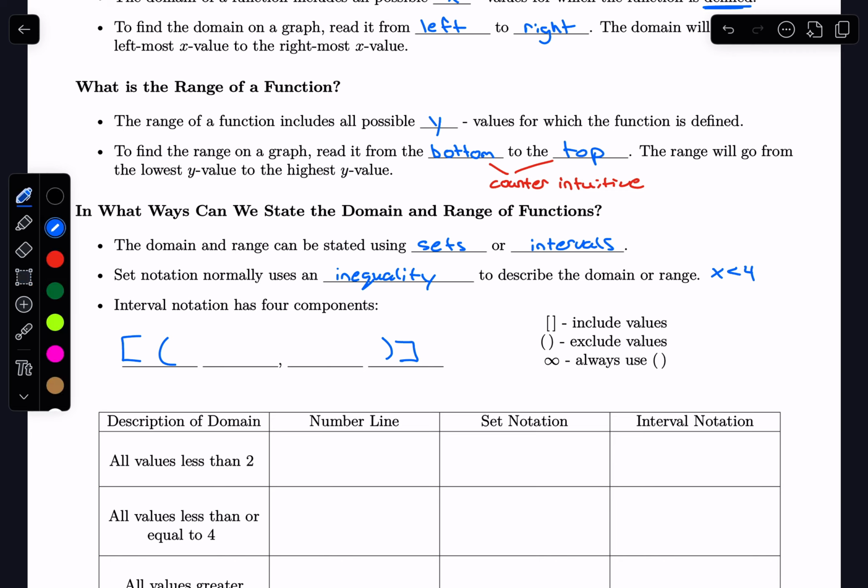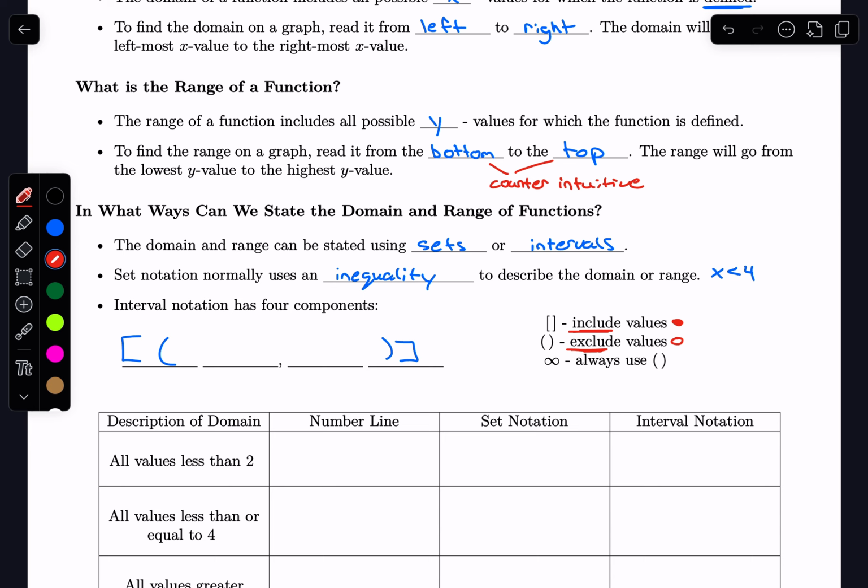On the right side over there, you can see there's a couple little bullet points. If we want to include values, we use a bracket. And if we want to exclude values, we use a parenthesis. We also graphically will describe this using either a closed dot or an open dot, where a closed dot means to include where that dot is, an open dot means to not include or to exclude where that dot is. All right, so bracket include, parenthesis exclude.